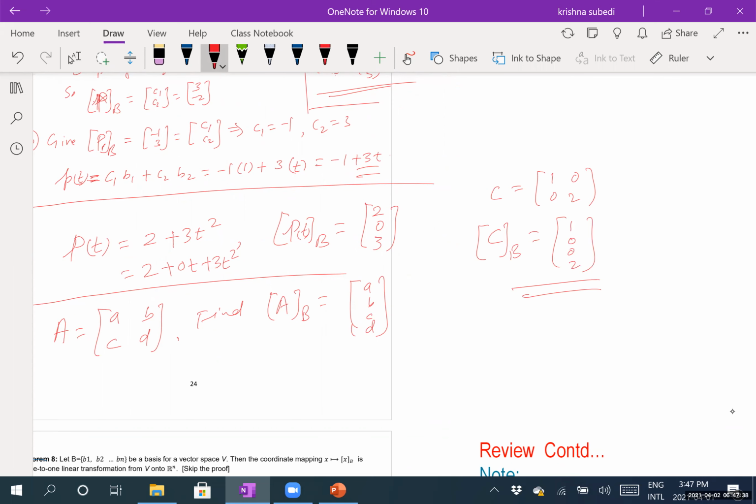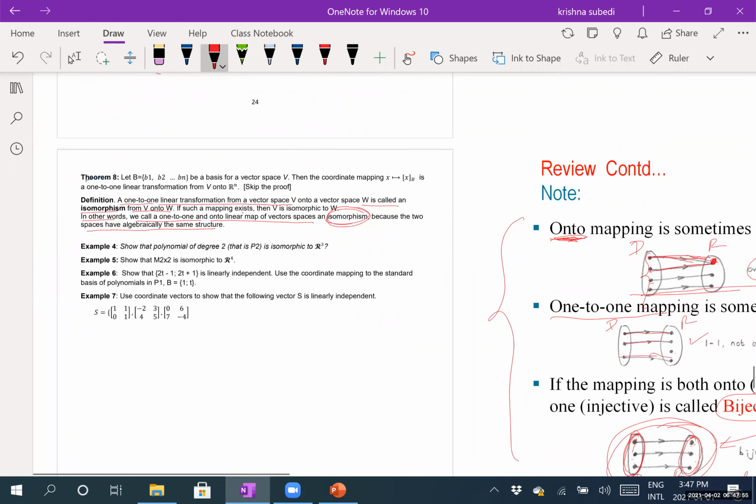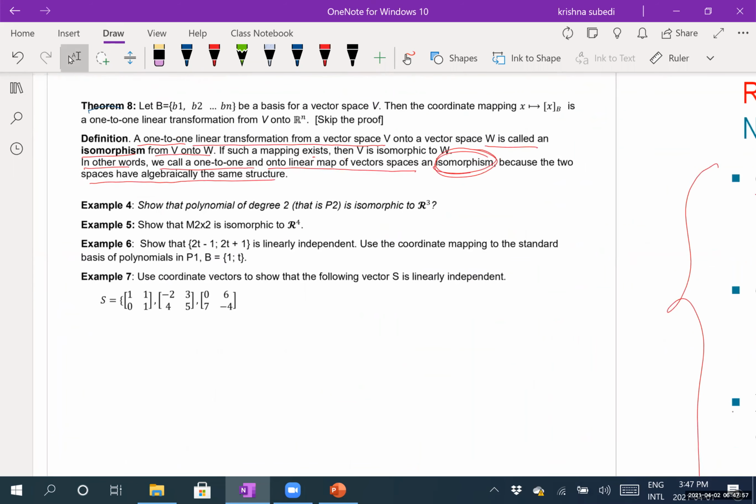Now the beauty of this coordinate vector is that using this vector, sometimes proving whether the given vectors are linearly dependent or independent is pretty easy. First of all, let us do example 4 and then example 6 and 7.